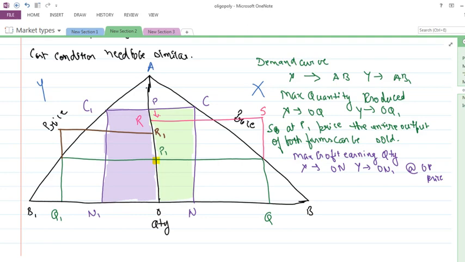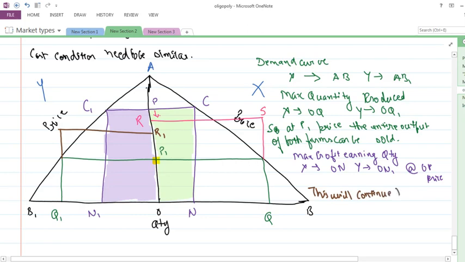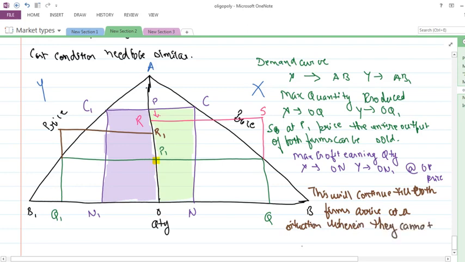As a result, X will react, and if X reacts and reduces his price, this price reaction or cost cutting or price reduction would continue till both firms arrive at a situation wherein they cannot reduce the price further, because they will find it difficult.